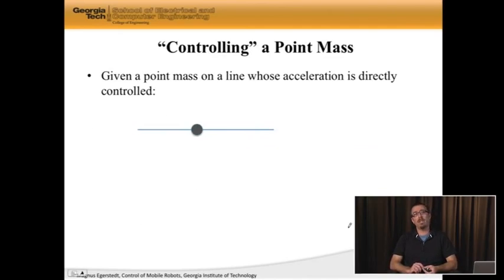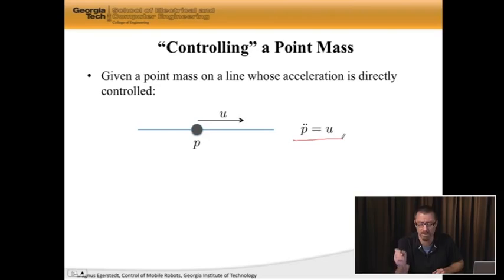So let's start with what I want to call the world's easiest and simplest robot. This is a point mass. What it is, is just a mass on a line, and I can immediately control the acceleration. So if u is our control input, p is the position of the robot, then acceleration, which is the second derivative of the position, is just p double dot is equal to u.